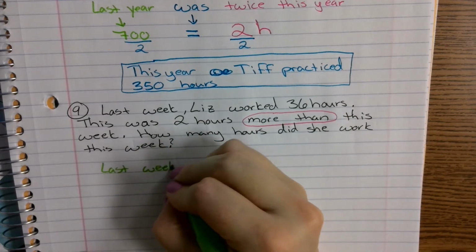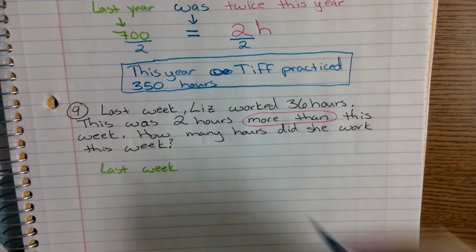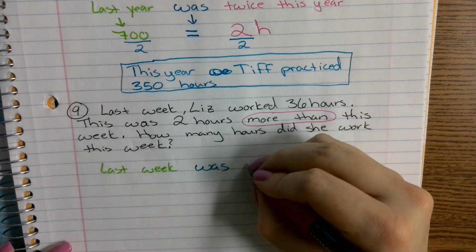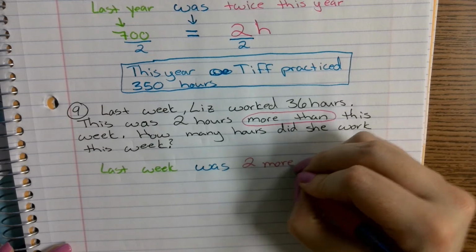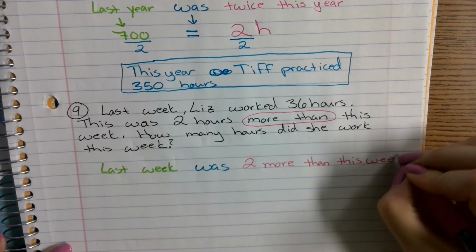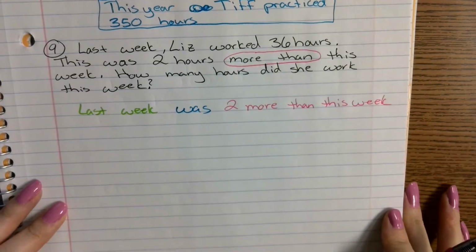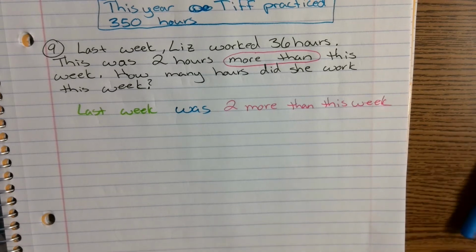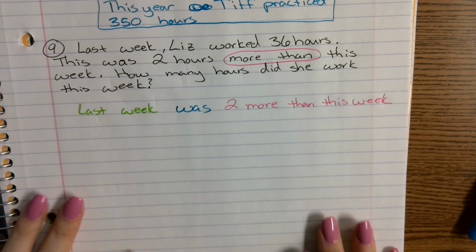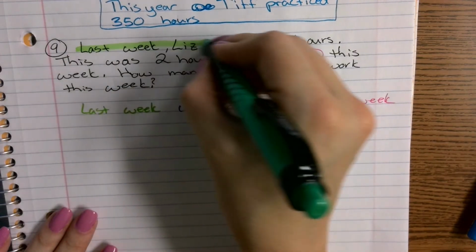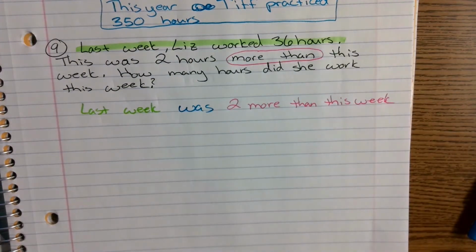Last week was 2 more than this week. Last week was 2 more than this week. How much did she work last week? 36 hours. It says it right here. Last week, it was 36 hours.